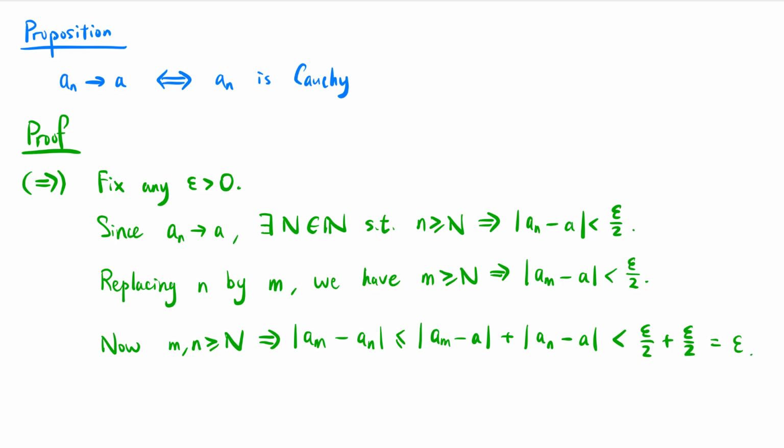Now, whenever m and n are greater than or equal to capital N, we have the absolute value of am minus an is less than or equal to the absolute value of am minus a plus the absolute value of an minus a. This is less than half of epsilon plus half of epsilon, which equals epsilon.